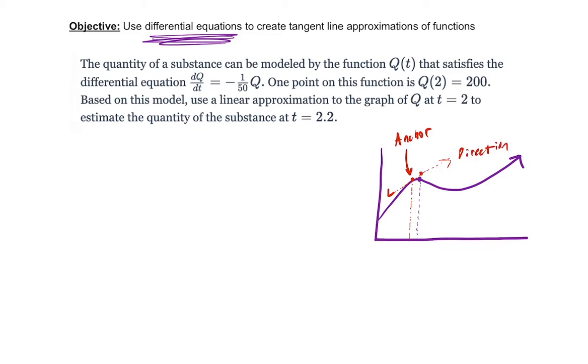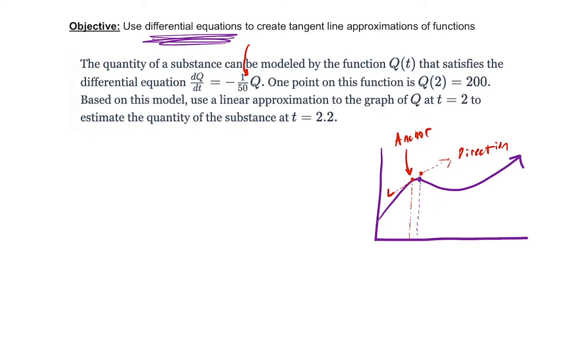And so let's see what we have here. The quantity of a substance can be modeled by the function q of t that satisfies the differential equation dq dt. So the instantaneous change in q over the instantaneous change in t is negative 1/50th q, right? So remember, this is like those previous problems. This is interesting. The derivative of the function actually doesn't depend on t at all. It depends on q, right? So the derivative actually depends on the output of the function, which is really interesting. One point on this function is q of 2 equals 200. Based on this model, use a linear approximation of the graph at t equals 2 to estimate the quantity of the substance at t equals 2.2.